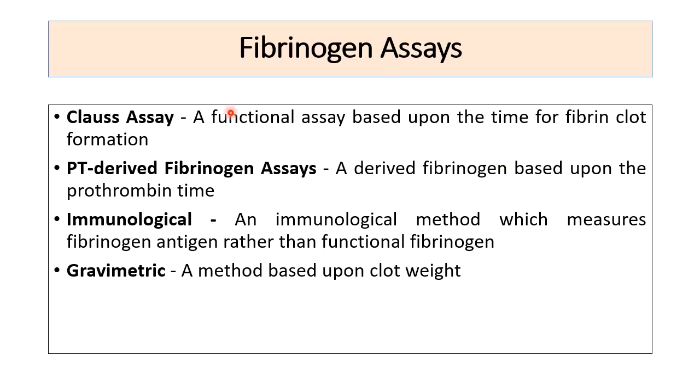There are several assays which can be done for fibrinogen, like the Claus assay, PT-derived fibrinogen assay, immunological assay, or gravimetric method to assess fibrinogen. Claus assay is a functional assay which is based upon the time for fibrin clot formation. It's a TT-based assay. PT-derived fibrinogen assay is a fibrinogen assay depending on the prothrombin time. Immunological assays measure fibrinogen antigen rather than the functional fibrinogen, and gravimetric method is based on measurement of the weight of the fibrin clot.